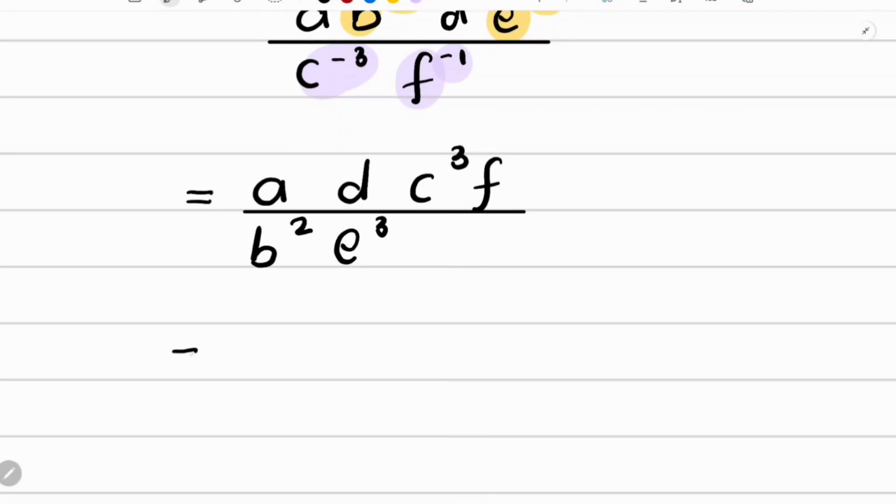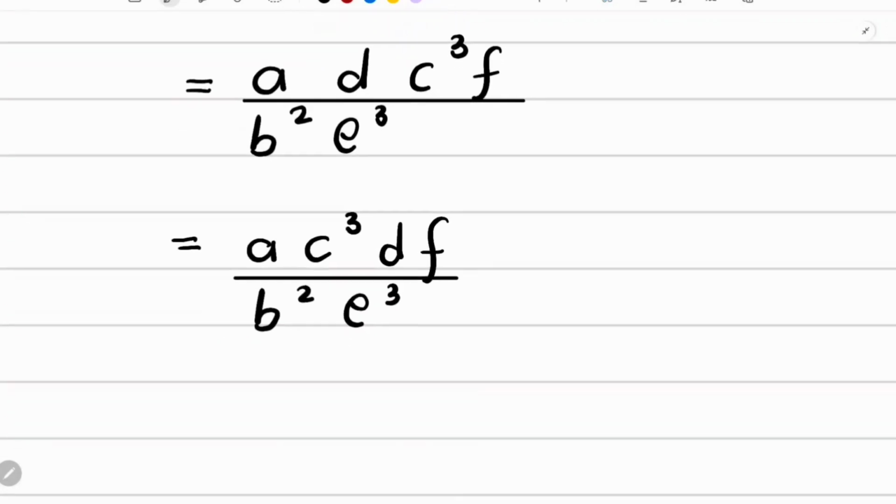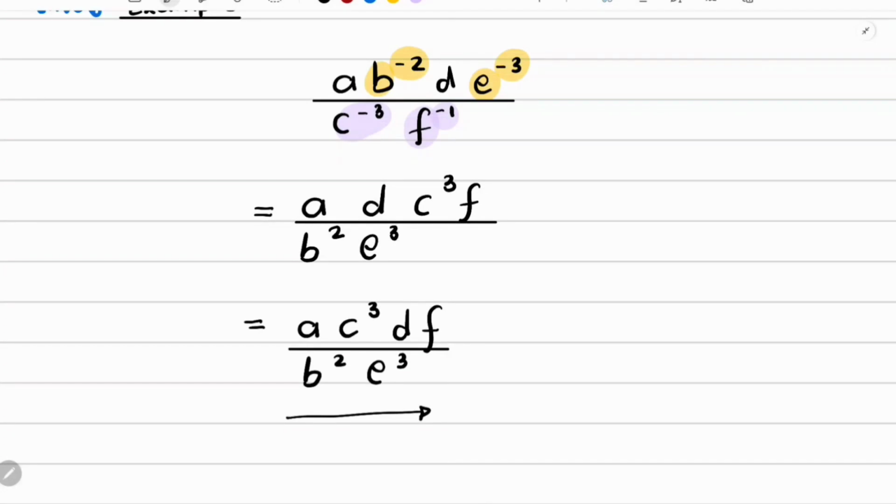And then what you can do to just brush this up is you can write it in alphabetical order. So the a is first, and then on the numerator, what's going to come after the a should be the c. But the c is raised to the power of 3. And then we have a d raised to the power of invisible 1, and we have f. And this is over, and this is in alphabetical order, b squared is coming before e cubed. And that would just be our solution. So it's really about finding what has the negative exponent and moving that. Things don't just switch places. They're not switching places from the numerator to the denominator.